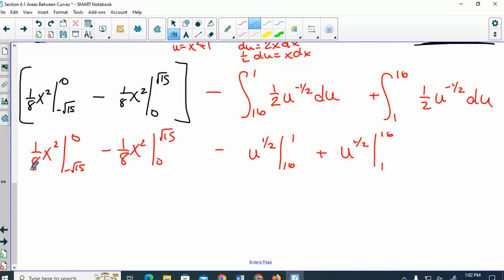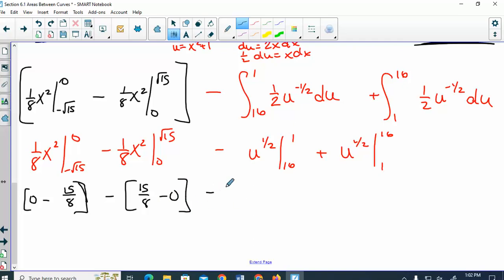Now we just have to put in all this stuff and evaluate. If we put in 0, I get 0. If I put in negative radical 15, I get 15 over 8. And then this, 15 over 8, let's see that. This would be the square root of 1, which is 1, minus the square root of 16, which is 4.